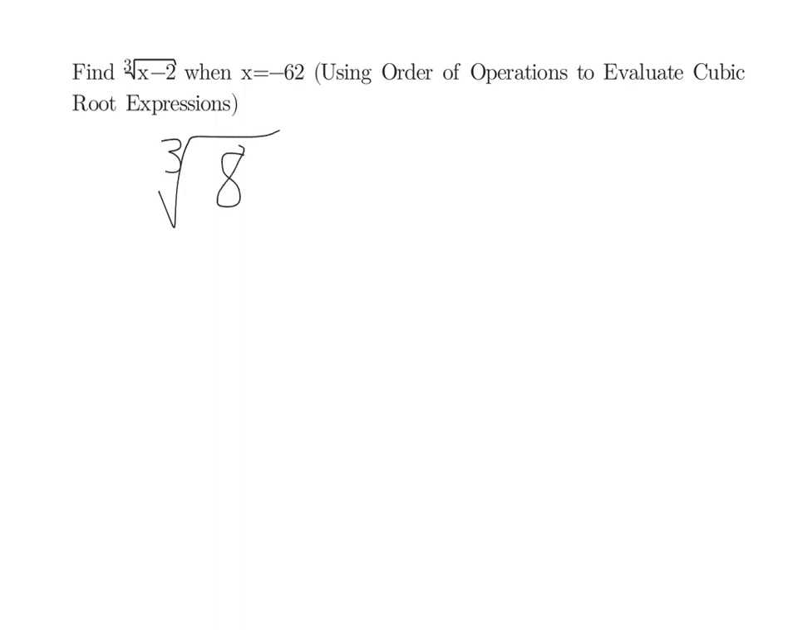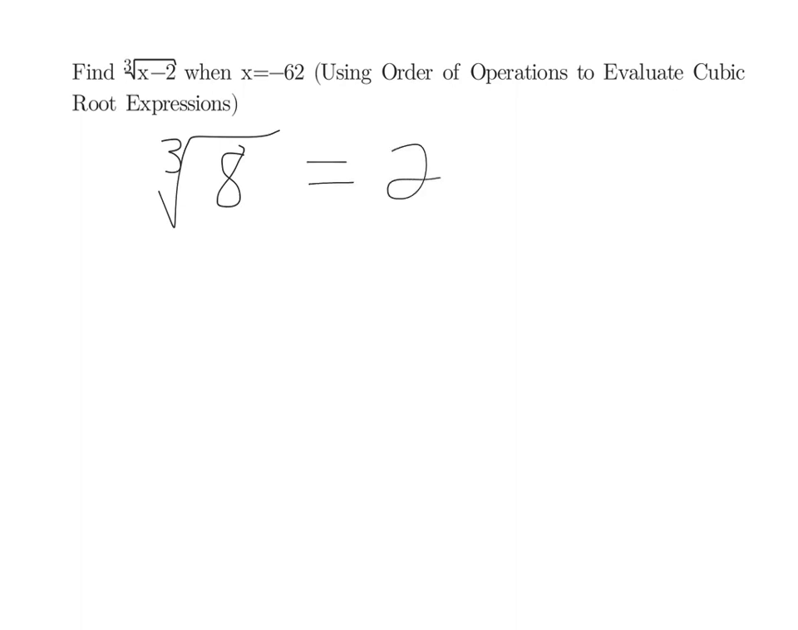So the cubic root is actually the inverse or opposite of raising a number to the third power. So we're actually going to work backwards. We're going to find what number raised to the third power gives me 8. In this case, the cubic root of 8 is 2.